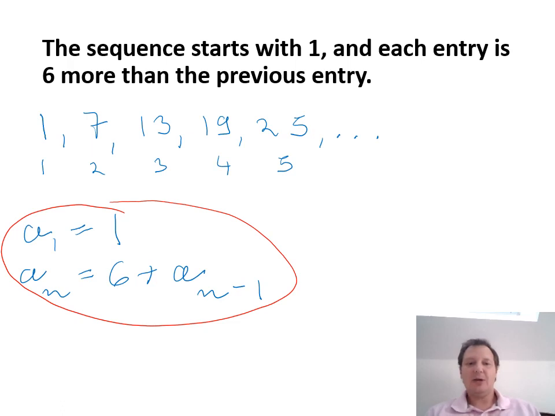Okay, so what is the closed form? Let's think a little bit about that. Well, we see that we are adding 6 to the previous element, so it's probably some kind of multiplication of the index with 6. So let's try to write it down. AN is equal to 6 times n minus 1, plus 1.